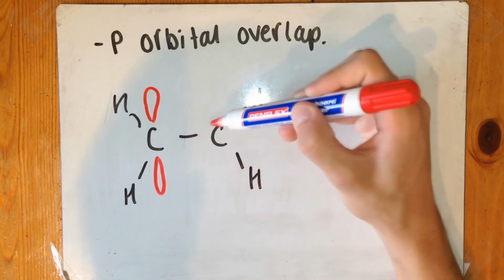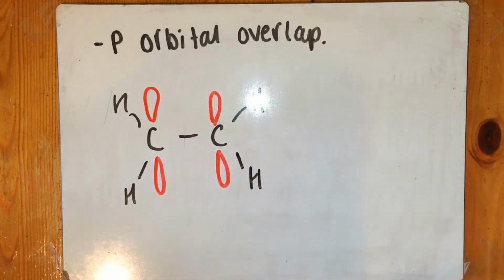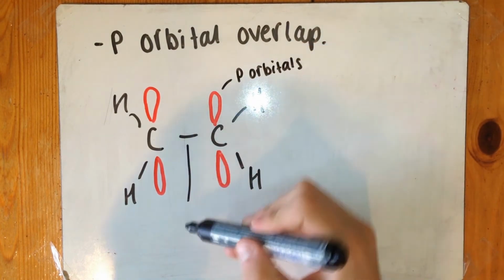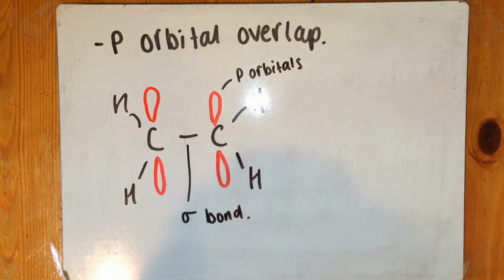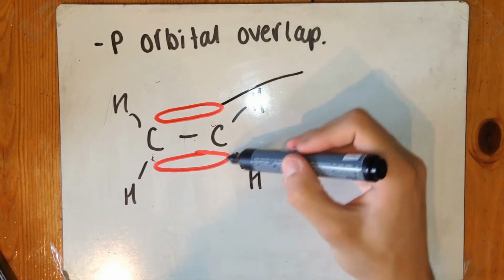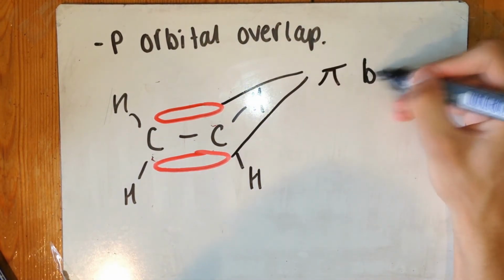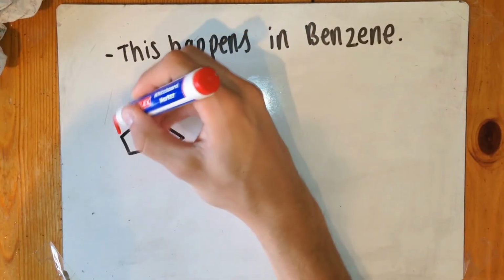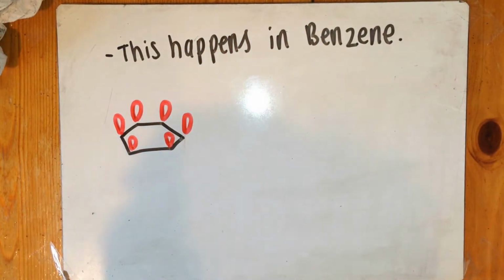Here we've got the p orbitals. Here you've got the electrons in the p orbitals and then the original sigma bond between the 2 carbon atoms. Then p orbitals sideways overlap to form a pi bond. The sigma bond remains still, but now you've got a sigma bond and a pi bond. So the same thing happens in benzene.